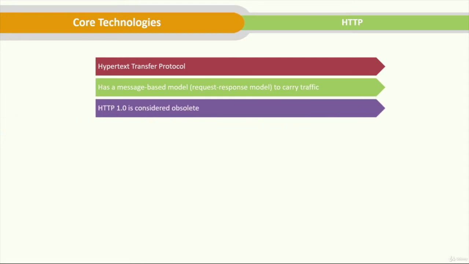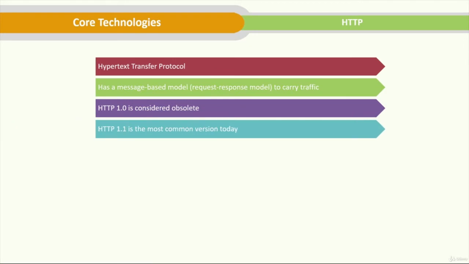HTTP 1.0 was the first release, which is considered obsolete today, but it's still possible to see if you're testing an application on an intranet, so bear that in mind. HTTP 1.1 has replaced the older version, and it's the most common version used today. Persistent connections, the OPTIONS method, and improvements in caching mechanisms are just a few of the better features of 1.1.